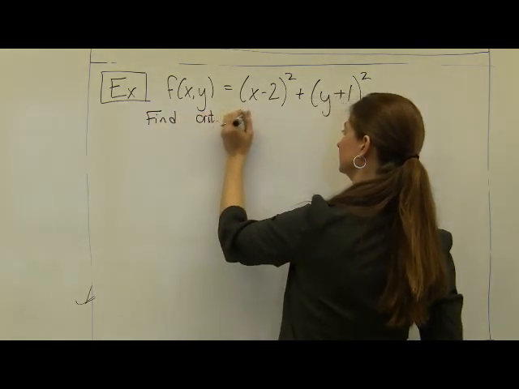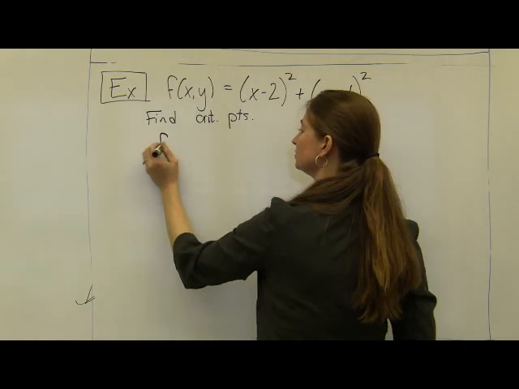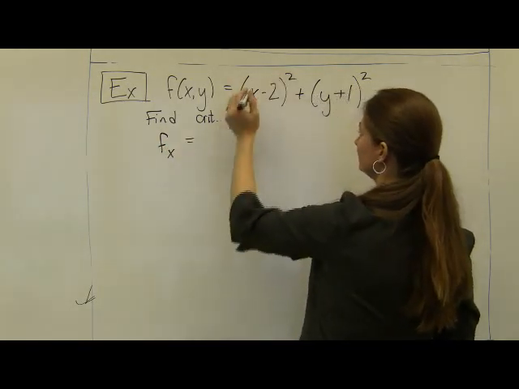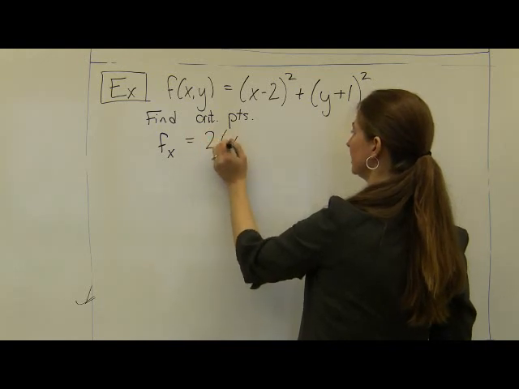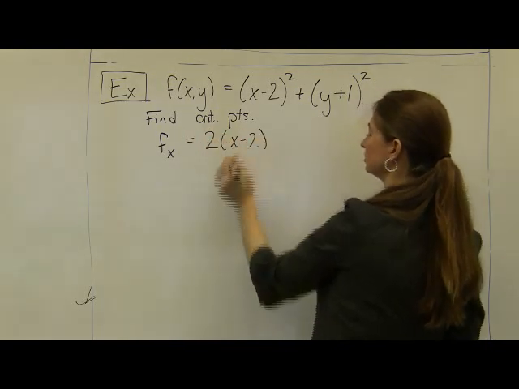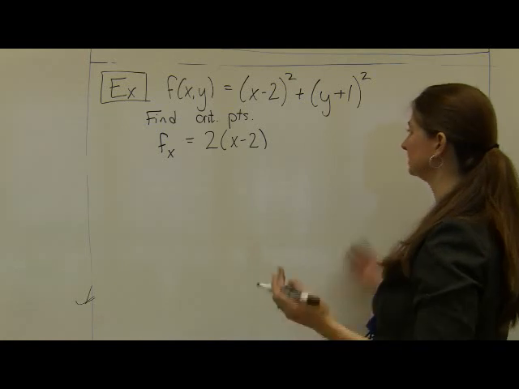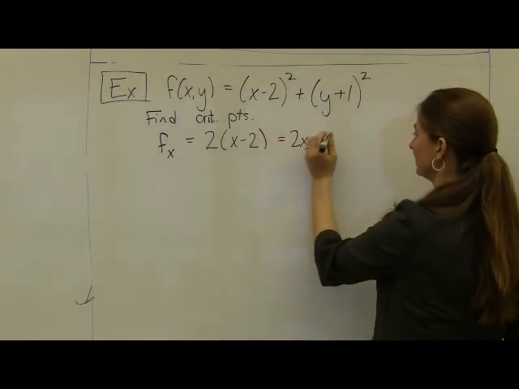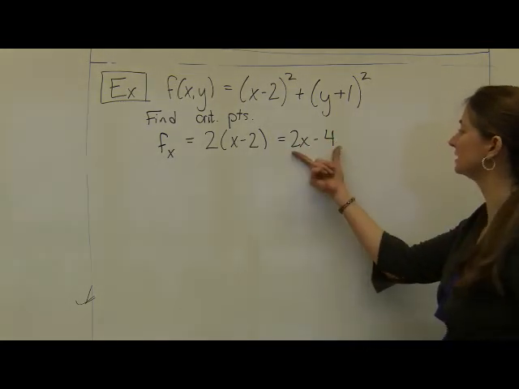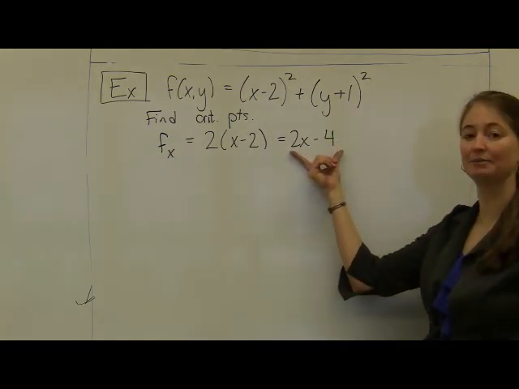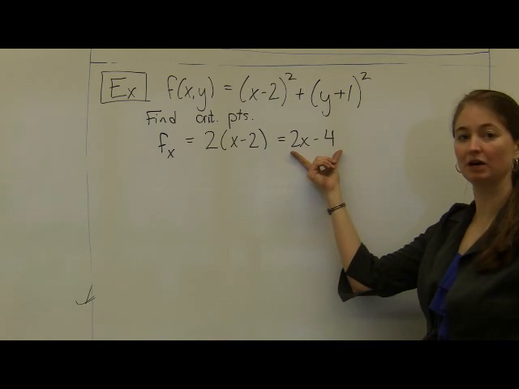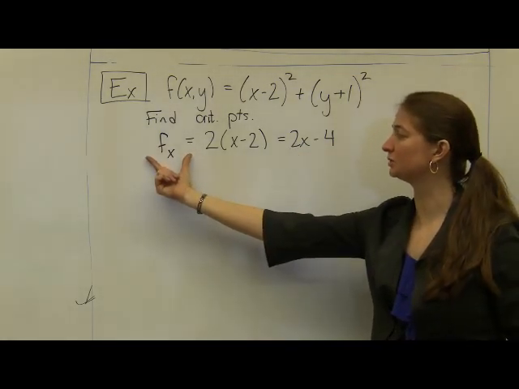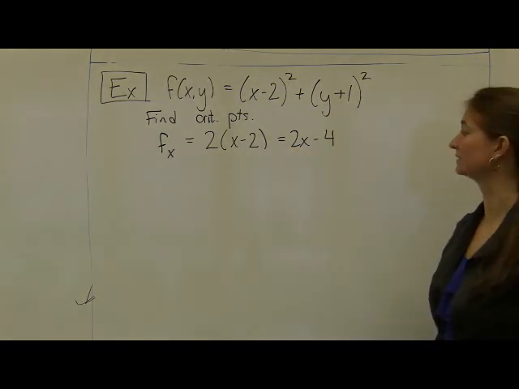So my first step is to find critical points. I'm going to take my partial derivative with respect to x. I'm going to use chain rule, and I get 2 times (x - 2) times the derivative of the inside stuff, which is 1. I can simplify this, and I get 2x - 4. Notice that this is a continuous function. It's not going to have any gaps or holes, so I don't have to worry about criteria 2. I know that my partial derivative with respect to x is always going to exist.